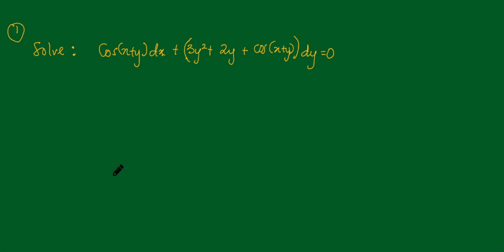The first question we are going to be taking a look at is this. We're required to solve the differential equation (cos x + y) dx + (3y² + 2y + cos x + y) dy = 0. So using the method of solution that we've talked about in the previous video, we are going to try to solve this exact differential equation. The first thing is to test for exactness of the differential equation.